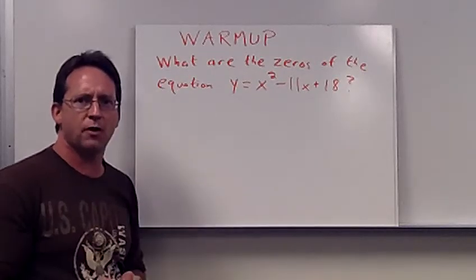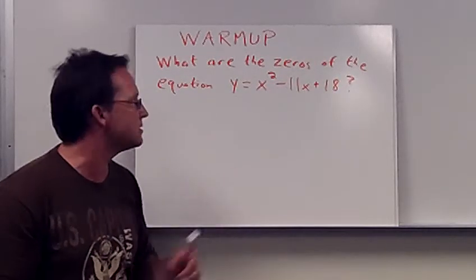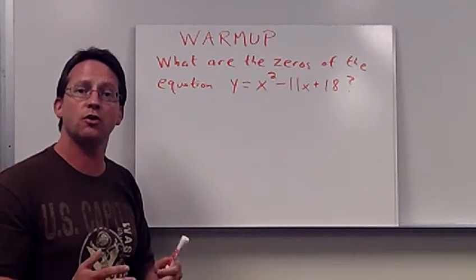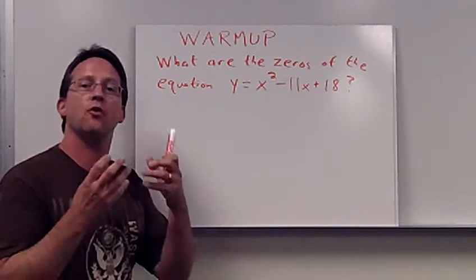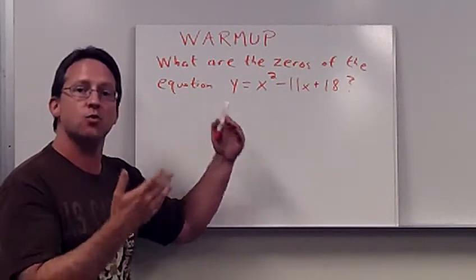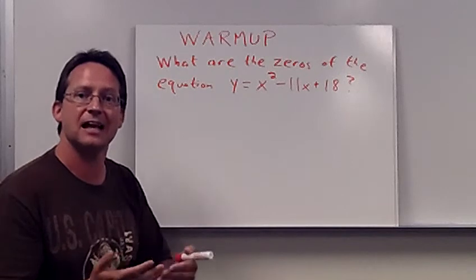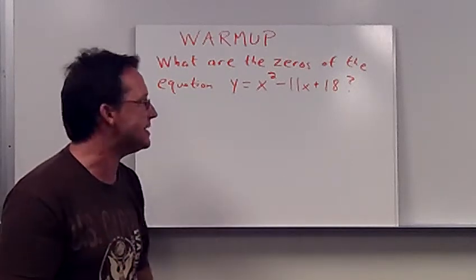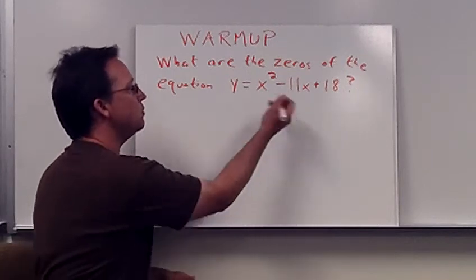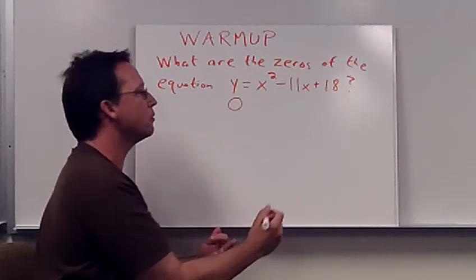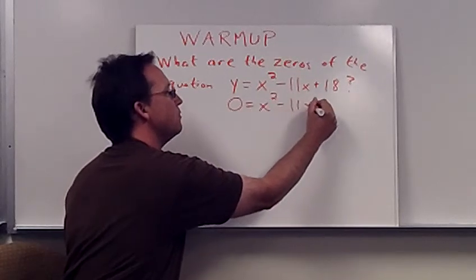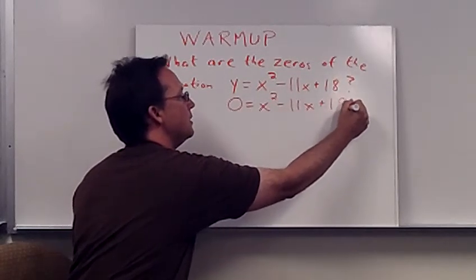Zeros, it's a word hopefully we've used by now in class. I haven't used it in one of the videos yet though. Zero is just another word for solutions, for x-intercepts, for places where our graph would cross the x-axis. There are places where y is 0. So when I ask you to find the zeros of that equation, I'm asking you to make y 0, just like we do for an x-intercept, and solve. So I'd like you to try to solve this on your own now.